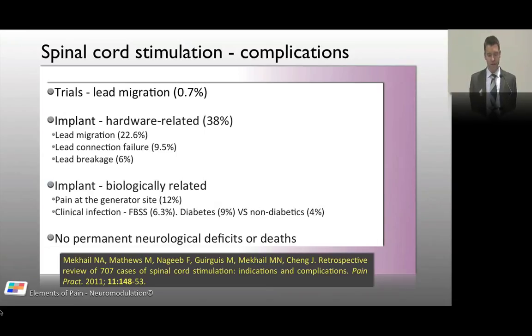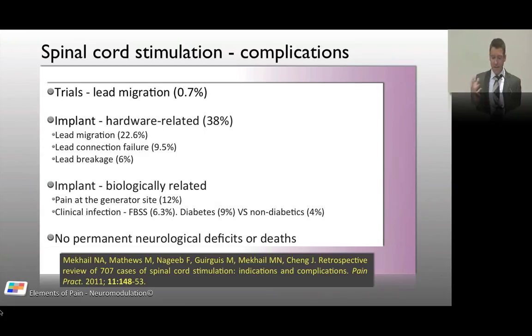And then the implantation, you could consider the side effects or complications as hardware related and biologically related. And the main ones, again, are hardware related: lead migration, up to a quarter. So lead anchorage is a big thing at the moment, and it is important because you want that lead staying exactly where you put it. And of course, with patients being more active, the leads could migrate, and they tend to migrate higher up from where you put them. So cervical leads tend to migrate compared to the lower down.